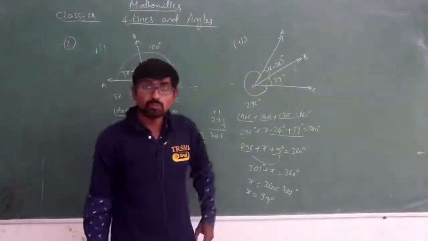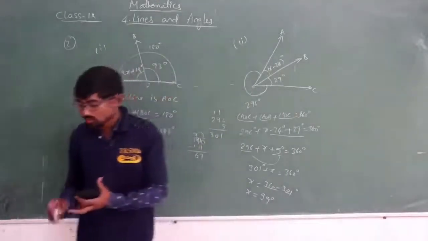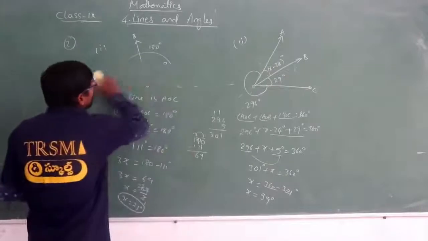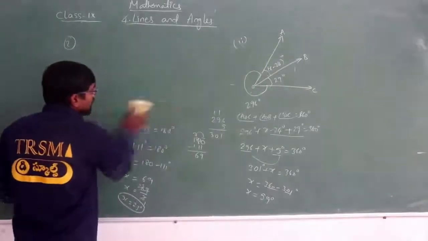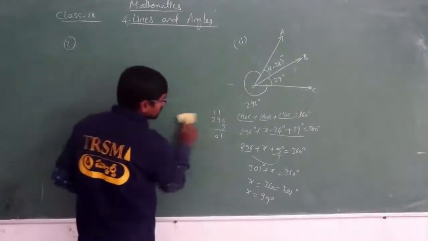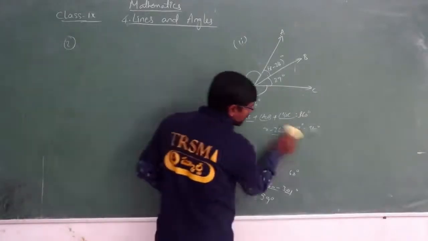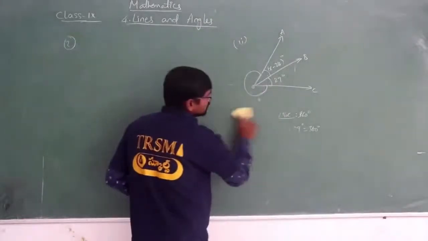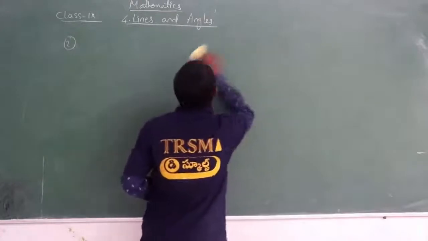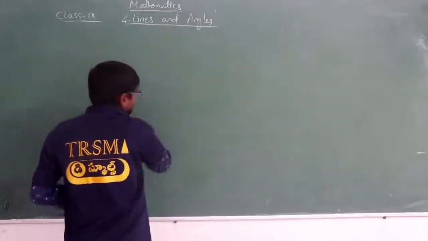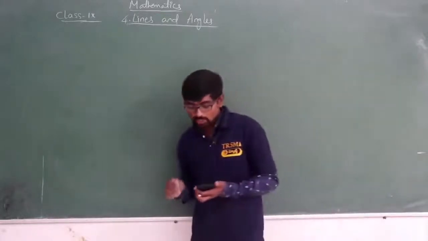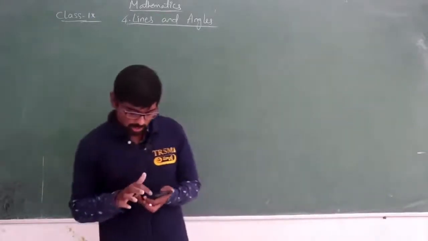Hope you all understood how we are going to do this. This chapter is very easy when you actually understand the question and the concept. Based upon the question you have to use the concept. You have to remember when to take the complete angle, when to take the right angle, and when to take the straight line angle. You have to know that very well.